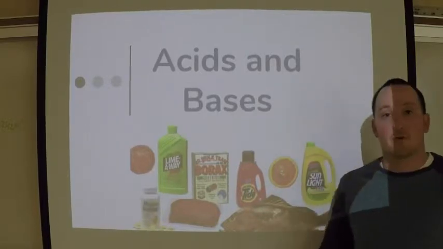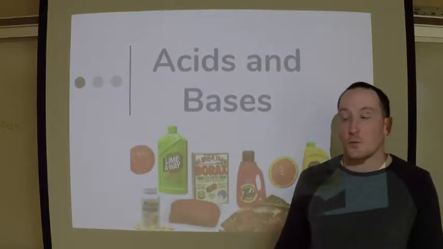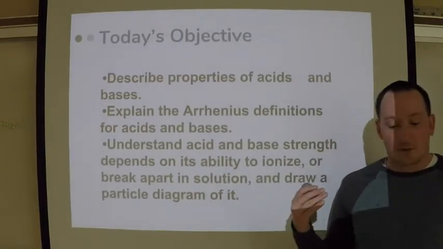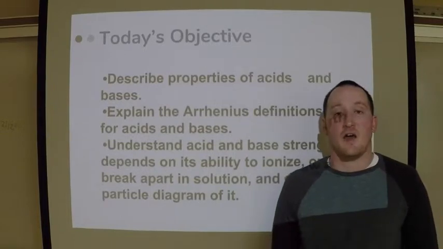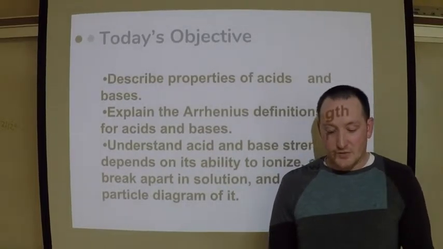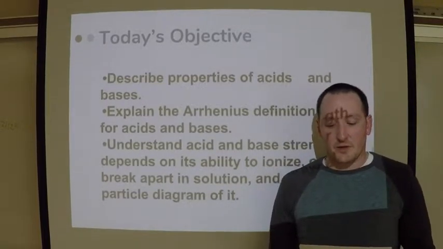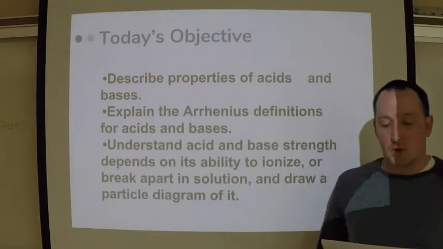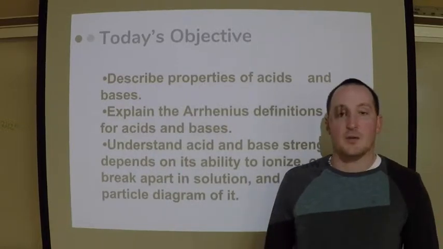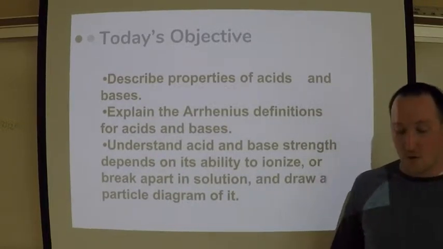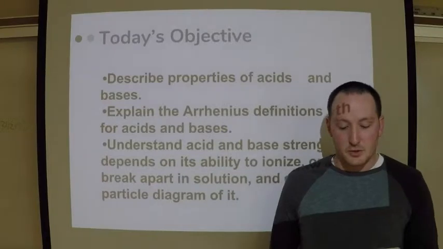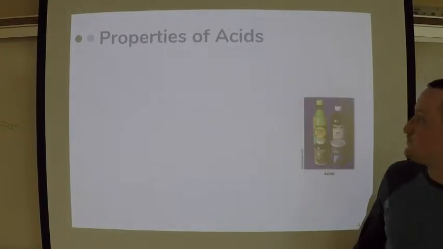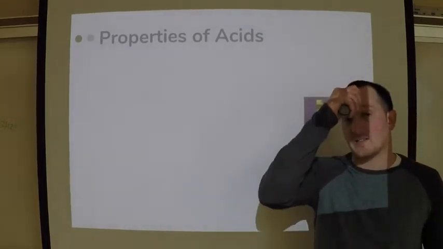So now that you've had a chance to go through the bell work, let's talk about the objectives that we're going to have today. Sub-objective 1 says that we need to be able to describe properties of acids and bases. Sub-objective 2, explain the Arrhenius definitions for acids and bases. And then our goal, to understand acid and base strength depends on its ability to ionize or break apart in solution and draw a particle diagram of it. So here we go. Here's some properties of acids and bases we're going to talk about.